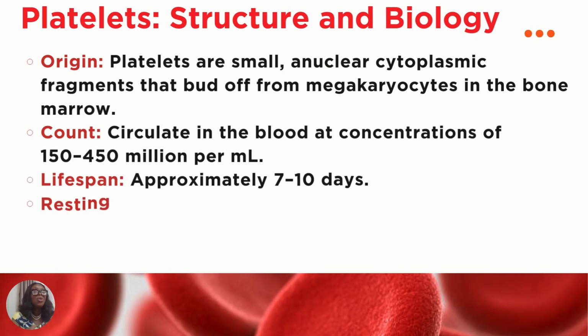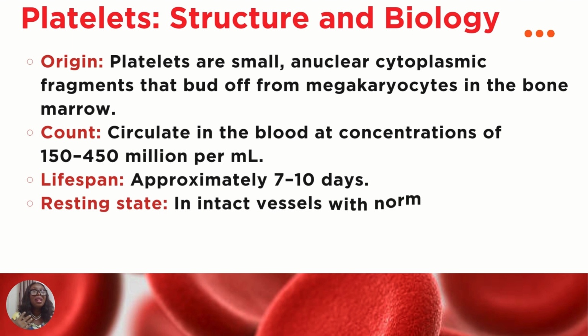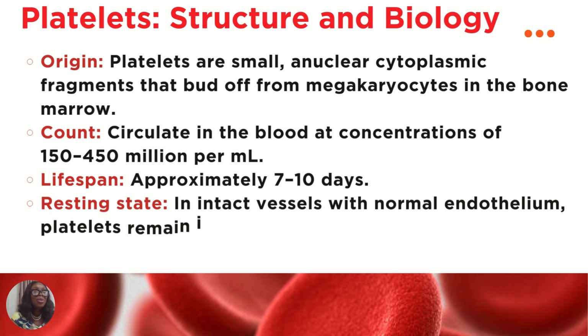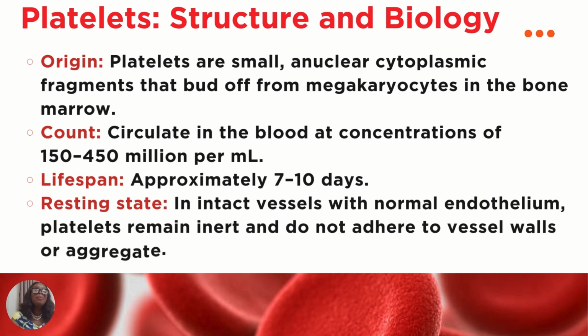Therefore, let us have an overview of what a platelet is like: platelet structure and biology. Platelets are small anuclear cytoplasmic fragments that bud off from megakaryocytes in the bone marrow. They circulate in the blood at a concentration between 150 to 450 million per milliliter. The lifespan of a platelet falls between 7 to 10 days.